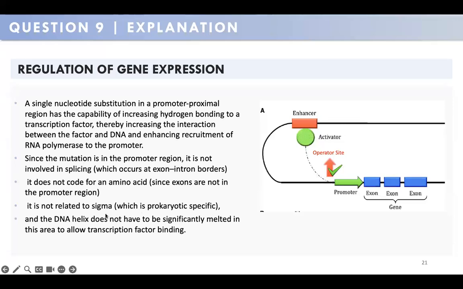The sigma factor, which is mentioned, is only in prokaryotes, and it does not code for an amino acid since the exons are not in the promoter region. And the DNA helix does not have to be significantly melted for this area to allow for transcription factor binding. So it's basically a mutation in a promoter or an enhancer region that caused a transcription factor, which is demonstrated here as an activator, to bind more avidly, and thus increasing the transcription. Okay, any questions?